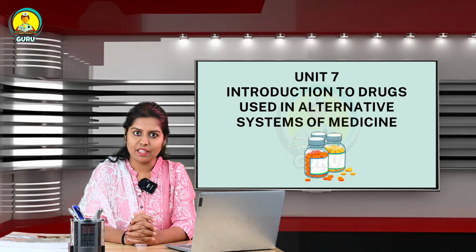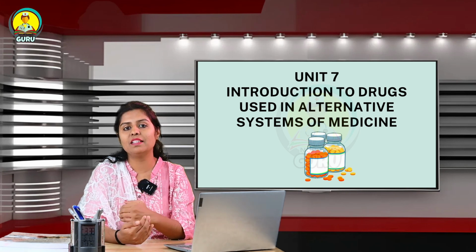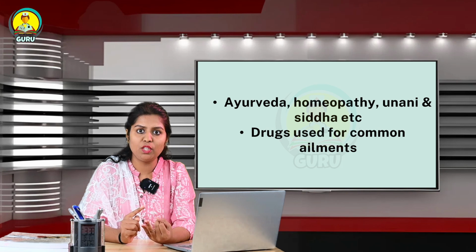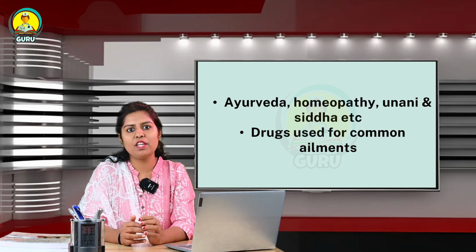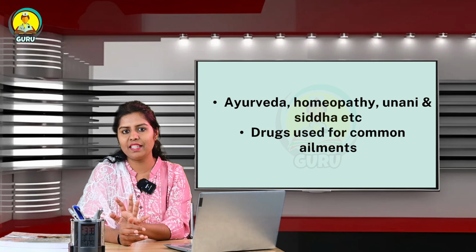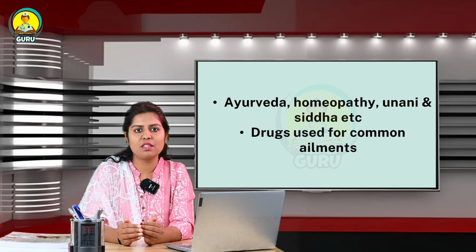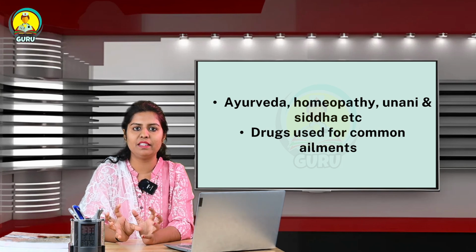Next, Unit 7, Introduction to Drugs Used in Alternative System of Medicine. Alternative system means other than allopathy. So, for example, Ayurveda, Homeopathy, Unani and Siddha, all these things we will discuss. Here we are not going to discuss in great detail, just superficially we are going to see. So, they may give a question like this, alternative systems of medicine for 5 marks. You need to explain everything a little.